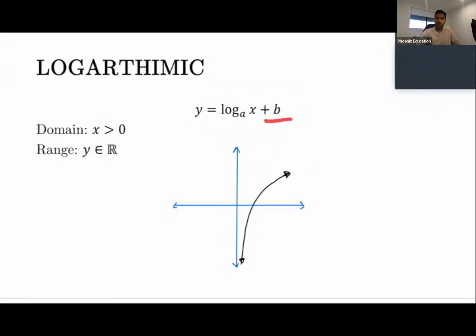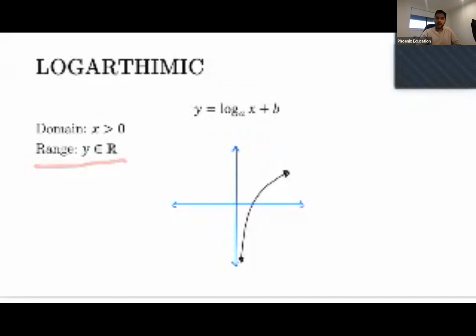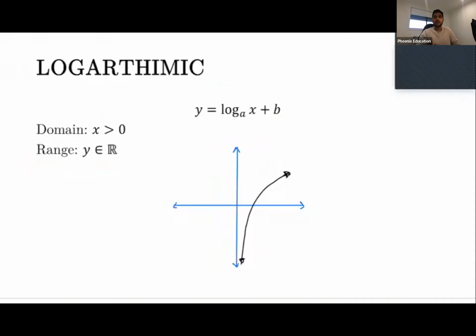We've just shifted this up by B units. But because the range for a log graph is all real values, this shift doesn't change anything for the range. And for the domain of a log graph, the argument of a log always needs to be positive. It can't equal 0. It needs to be greater than 0, and it can't be negative either. So in this example, there's actually a vertical asymptote of x equals 0.